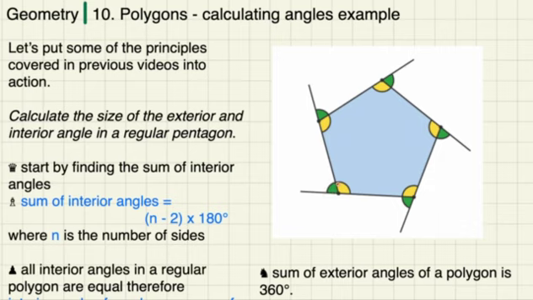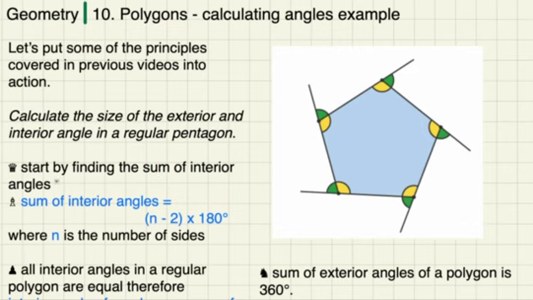So if you remember, the internal angles are within the shape. The external angle is the angle from an extension of one of the sides, or of each of the sides. So this is how you would go about it.